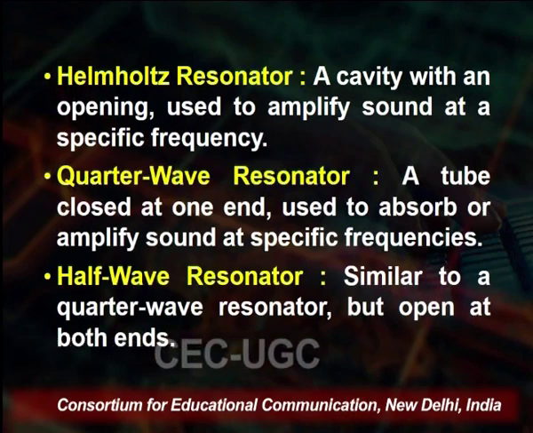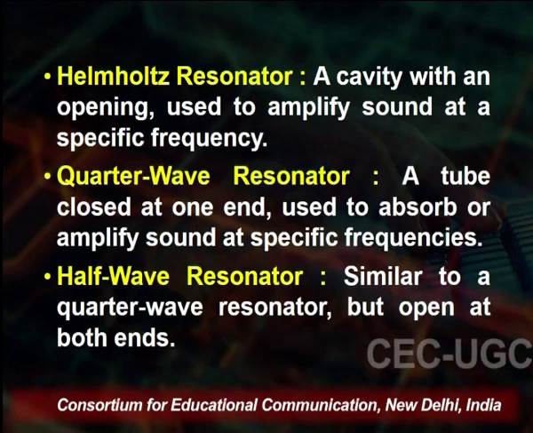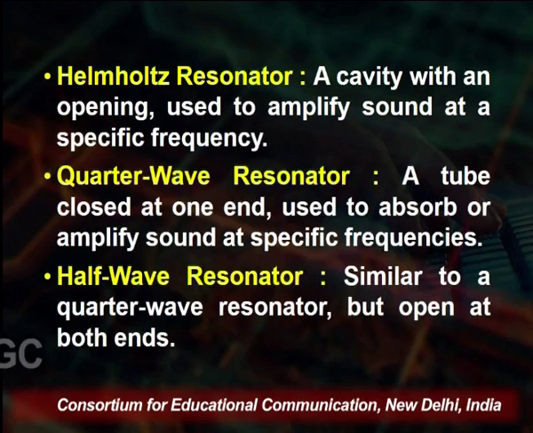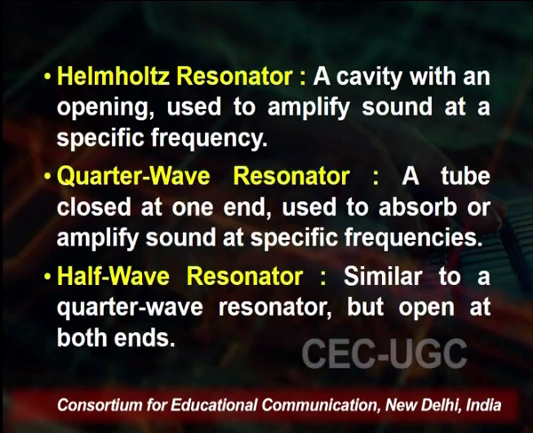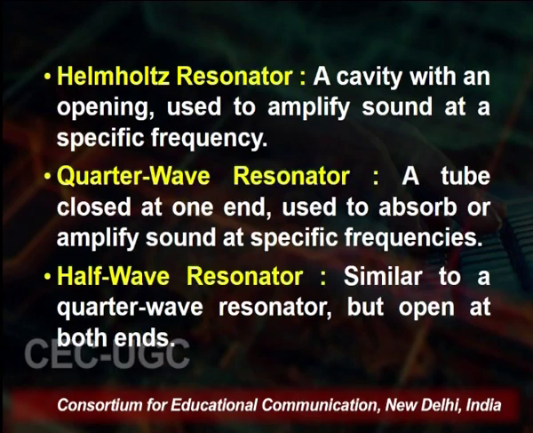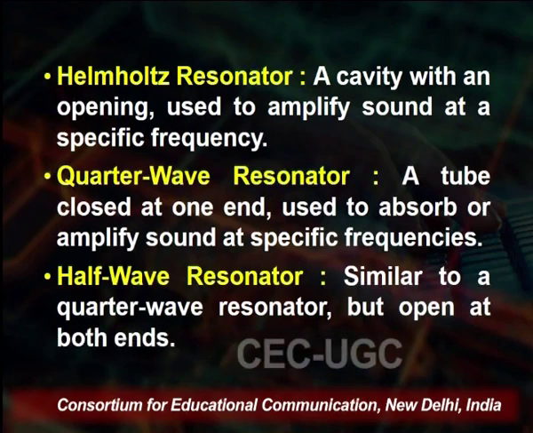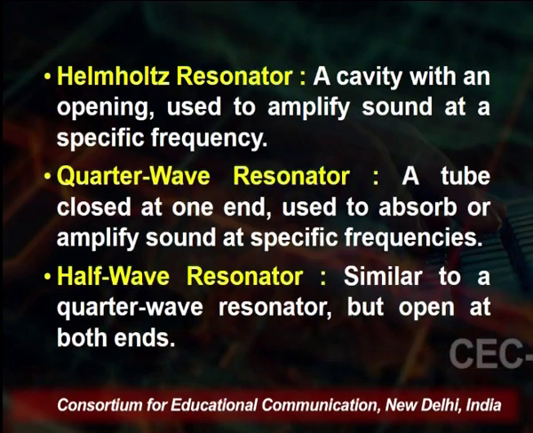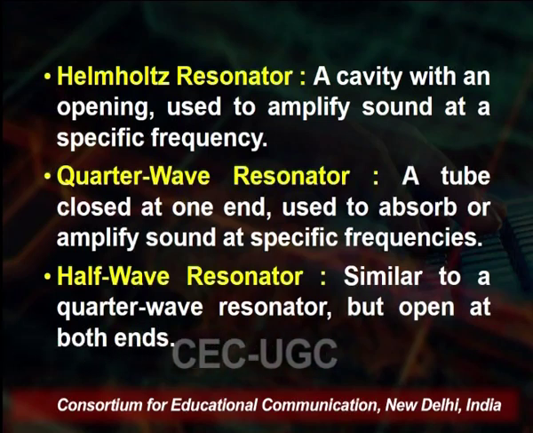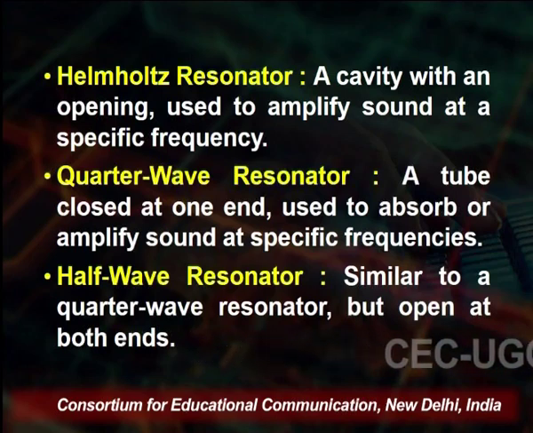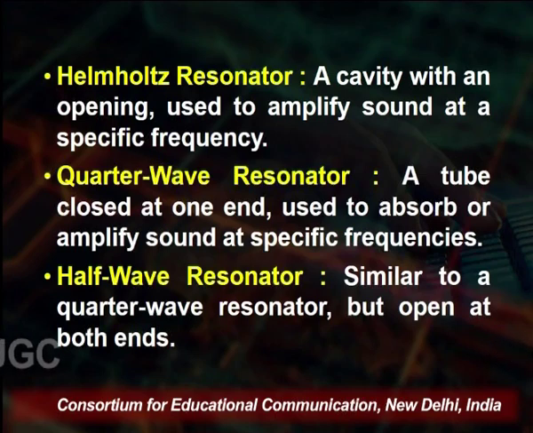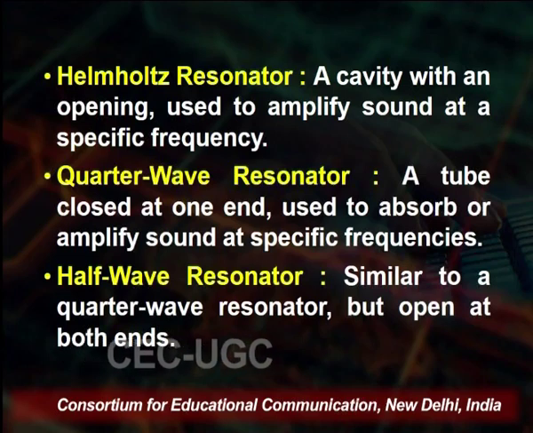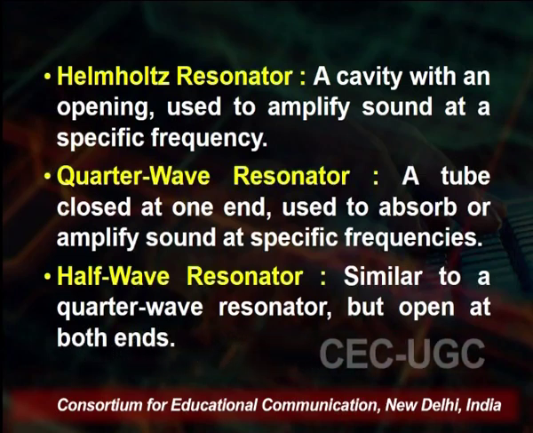Another type is the Helmholtz resonator. It is a cavity with an opening used to amplify sound at a specific frequency. Another type in this category is the quarter wave resonator. It is a tube closed at one end and used to absorb the amplified sound at a specific frequency. The half wave resonator is similar to the quarter wave resonator but open at both ends. We use that in fluid generation, and you have seen it many times.